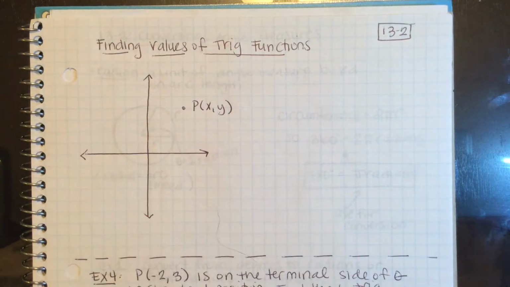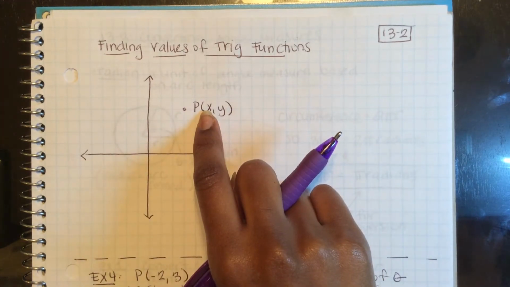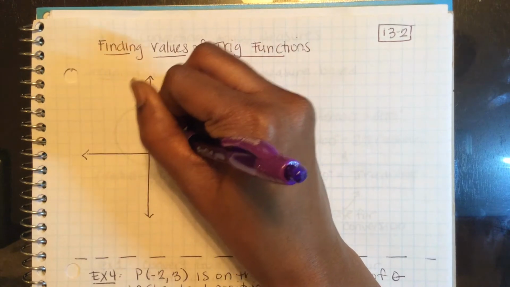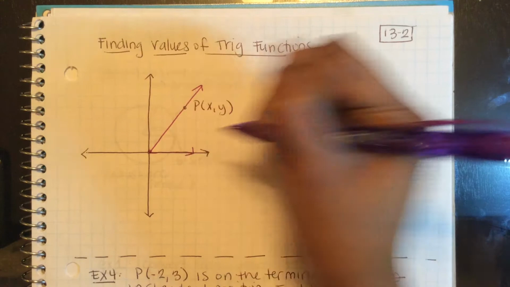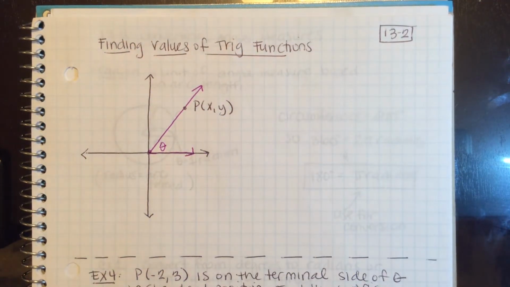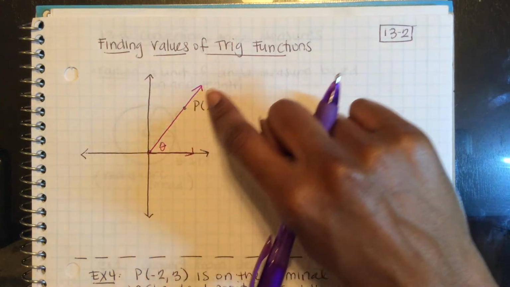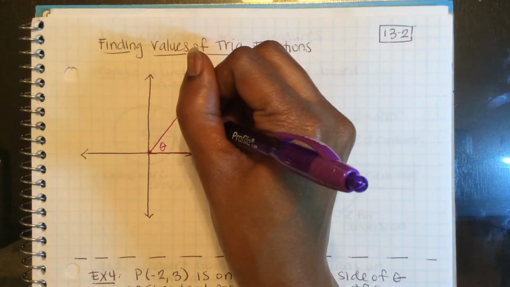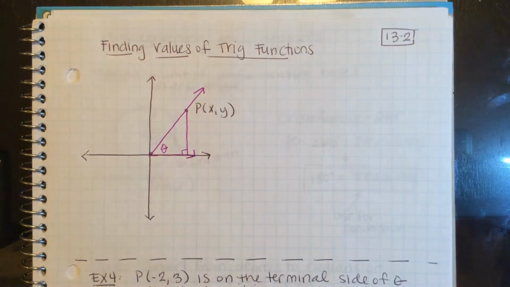So given any point P with the coordinates x, y in our coordinate plane, we can draw the terminal side of an angle through it. So remember, this would be my vertex and here would be my angle, theta. So this is always my initial side and my terminal side would go through my point. If you notice, if I draw a vertical height here, I've created a right triangle.